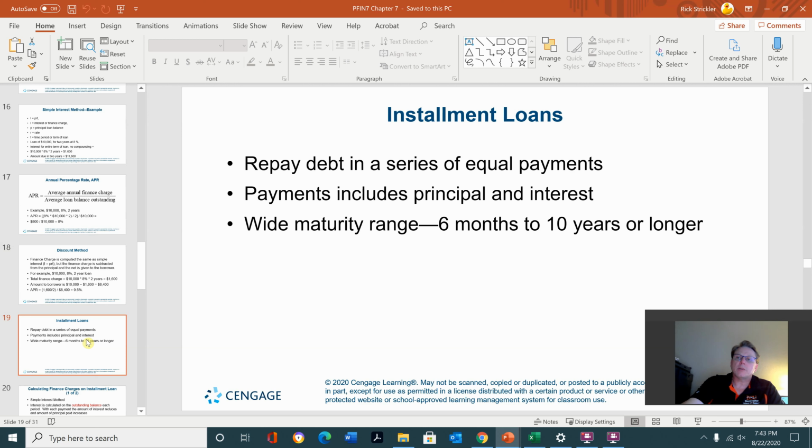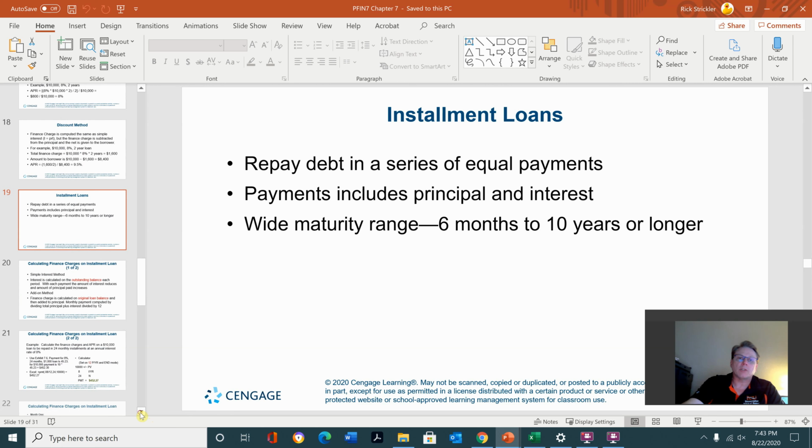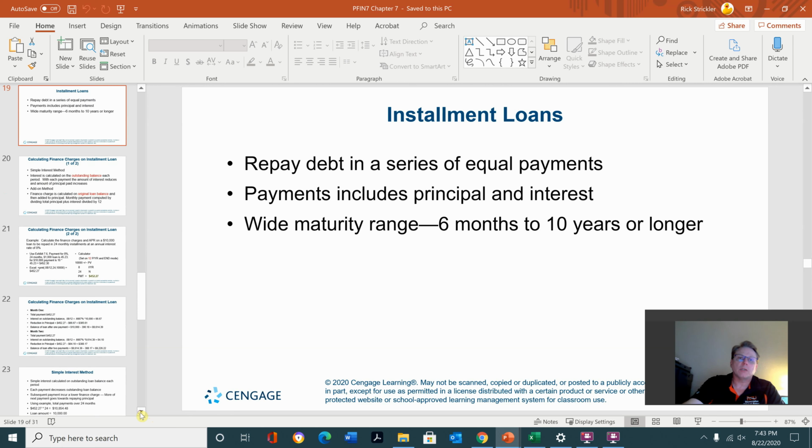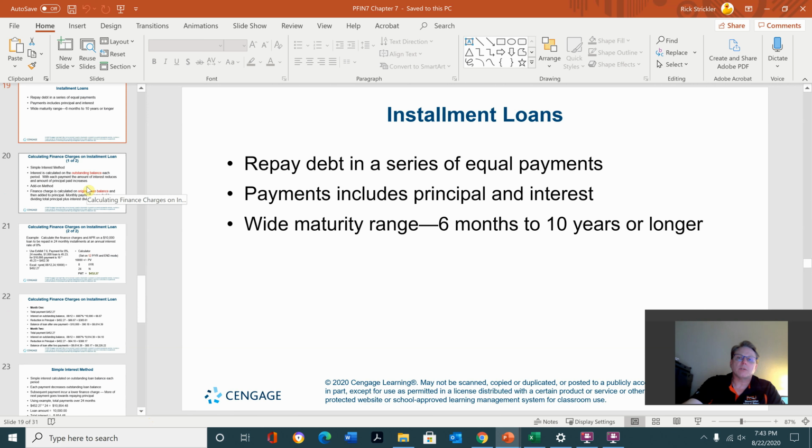Installment loans, you repay the debt in a series of equal payments. Payments include principal and interest. Wide maturity ranges from 6 months to 10 years, or if you're talking about a mortgage, that's 30 years. Although now they're having mortgages that are much larger. I've heard of a 60-year mortgage in some areas of the country.